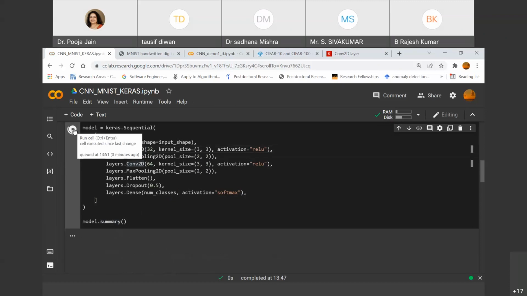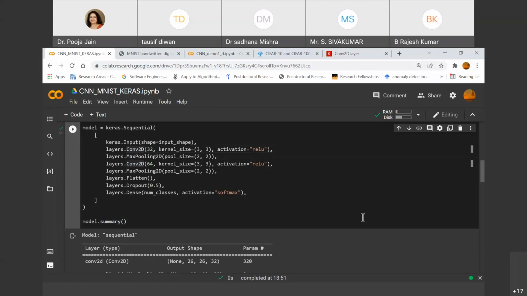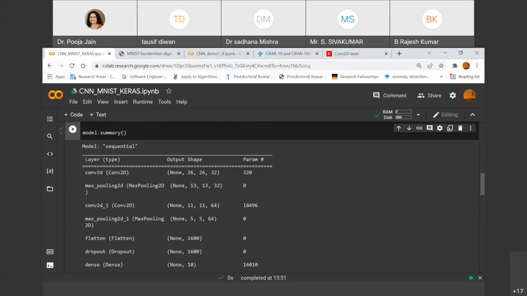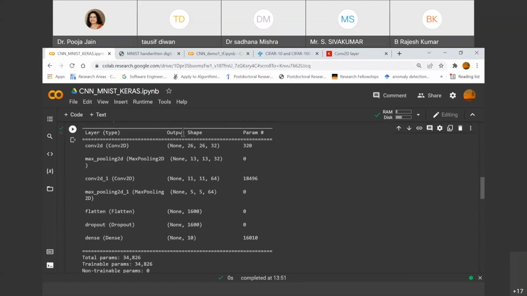Just see, I'm running this cell. Now see, this is the output. Fine. Layer, output shape, and number of parameters. This is the very first layer, Conv2D. The input to which the first convolution is applied is 28 cross 28 cross 1. On 28 cross 28, we are applying 3 cross 3.